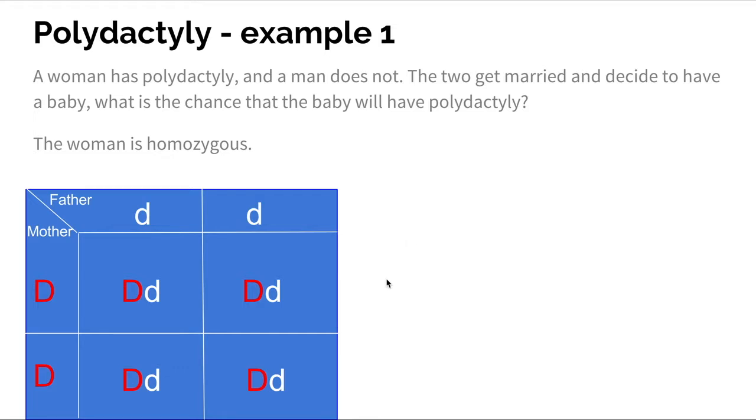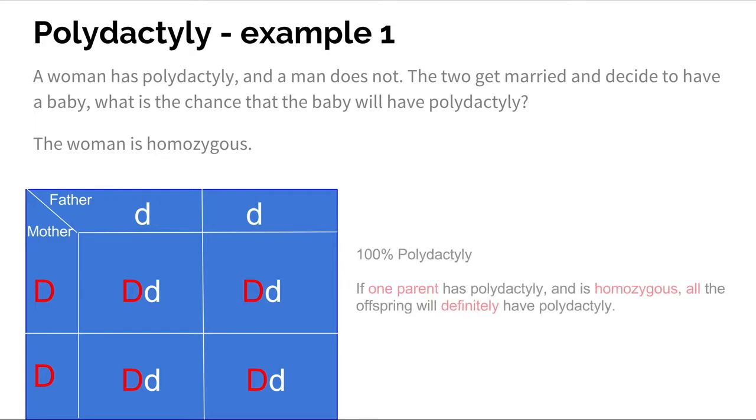And as you can see, because each of the offspring has that polydactyly allele, and because polydactyly allele is dominant, it will always be expressed. That means 100% chance of all the offspring having polydactyly. So what have we learned here? If one parent has polydactyly and is homozygous, then all the offspring will definitely have polydactyly, because polydactyly is caused by a dominant allele.